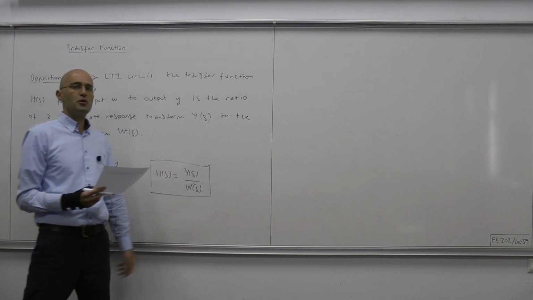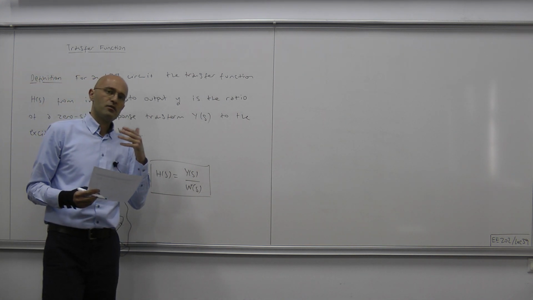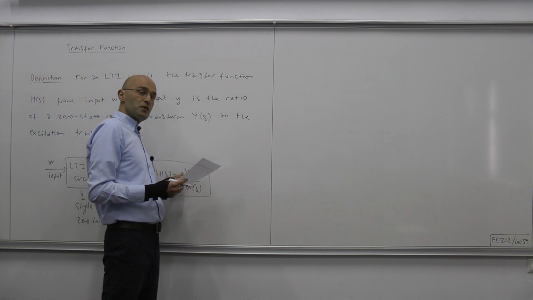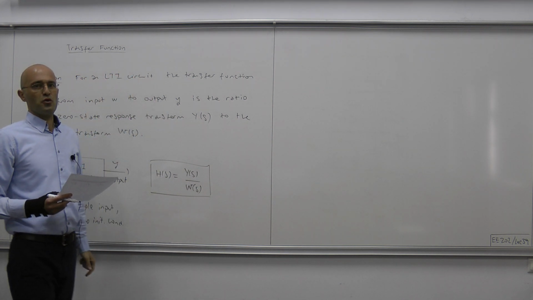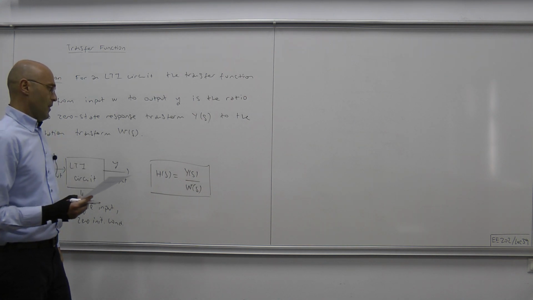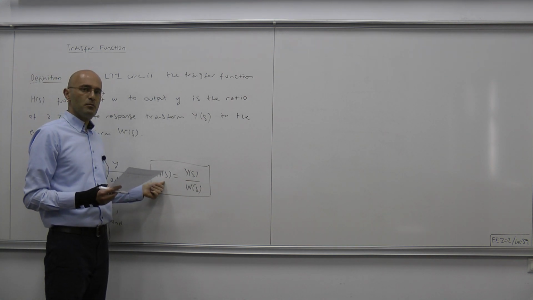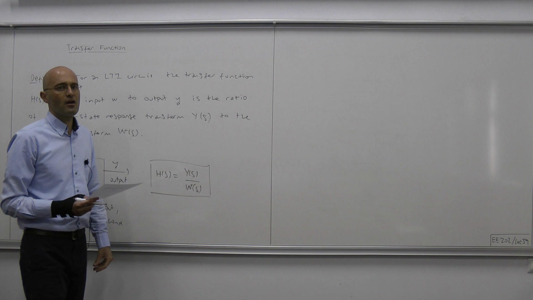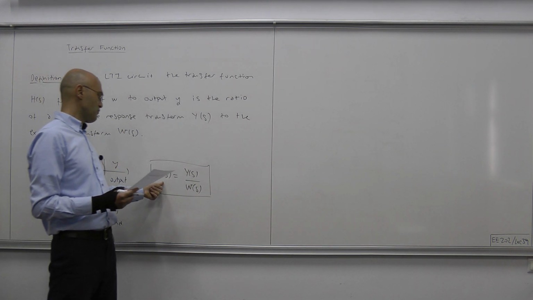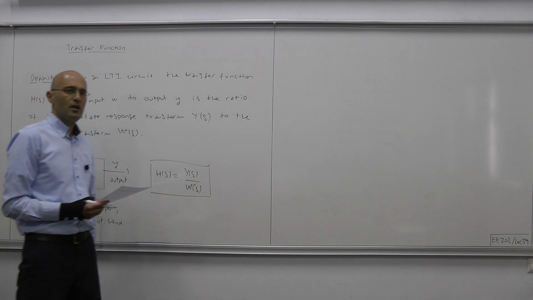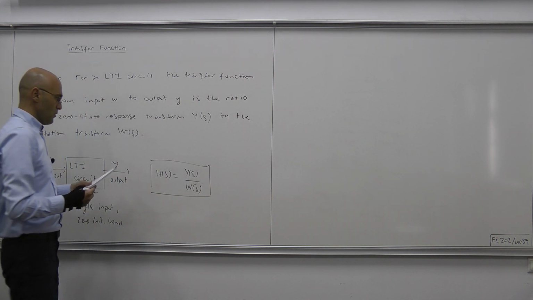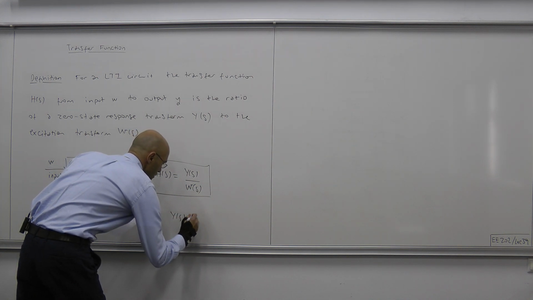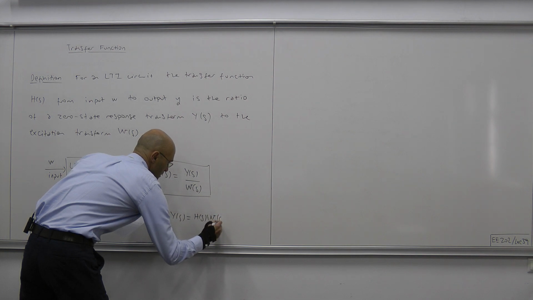If, for example, W is the current of an independent current source, if that's our input, and if the output that we're interested in is the voltage that appears across the terminals of our input, then the transfer function would simply be the impedance seen by the independent current source. So in a sense, transfer function is a generalization of the concept of impedance. This clearly implies that Y of S equals H of S times W of S.